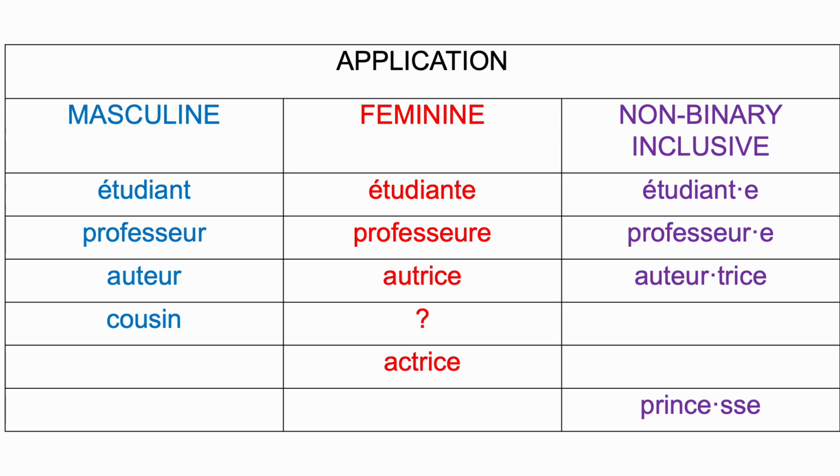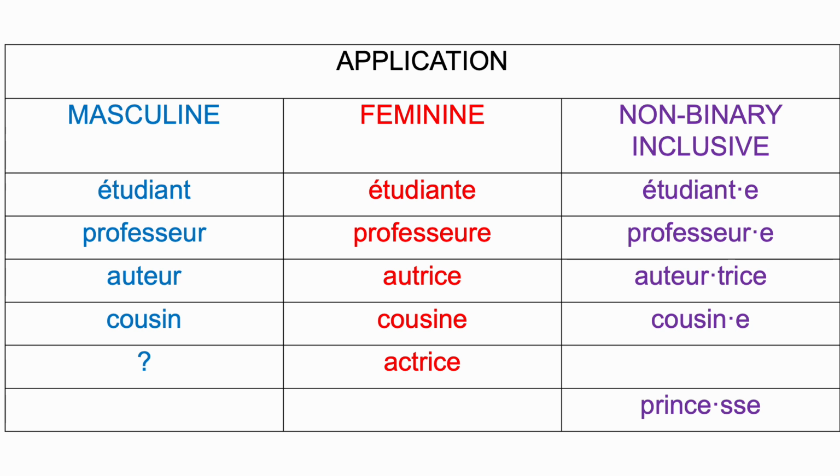The feminine form of cousin, repeat, cousin, is cousine. Repeat, cousine. And the non-binary inclusive writing is cousin with the midpoint and an extra E. Repeat, cousin, cousine.